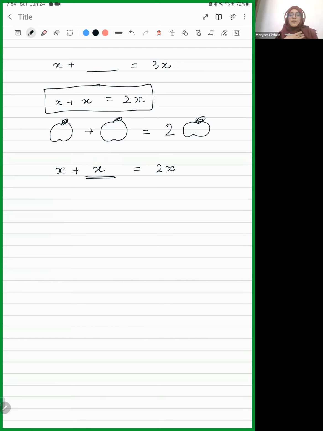Okay. So in case you ever get confused with this x, you can think about an apple or your favorite fruit or any object. A very simple object that can come to your mind. Just think of that object in place of x. So now, think about the same logic and tell me x plus what should give me 3x. Ma'am, 2x. 2x, very good. X plus 2x will give me 3x. Is this clear? Yes, ma'am.